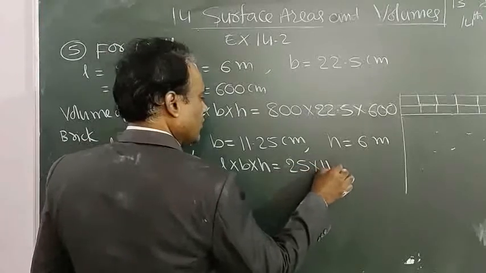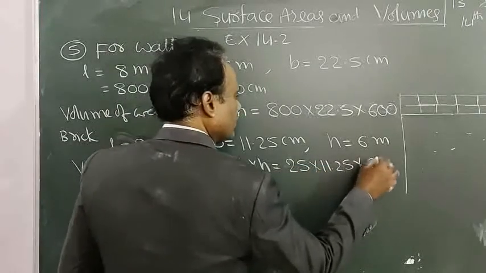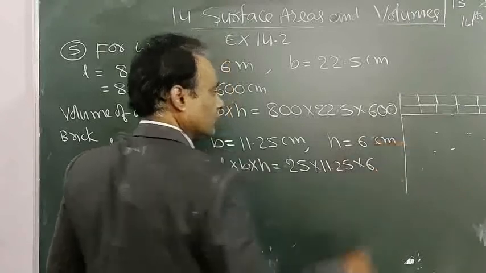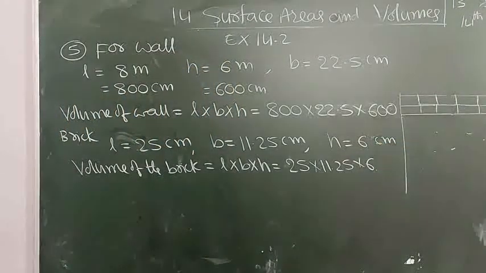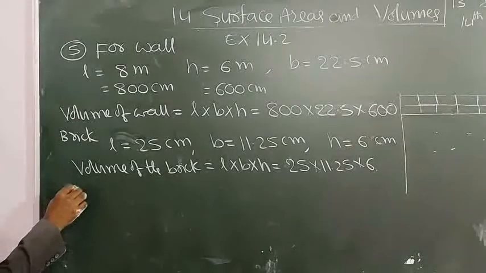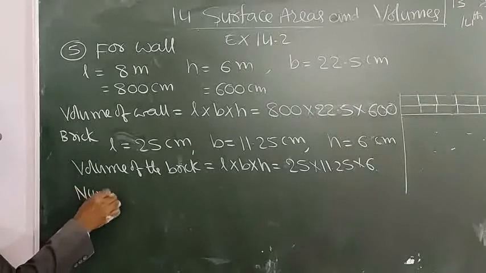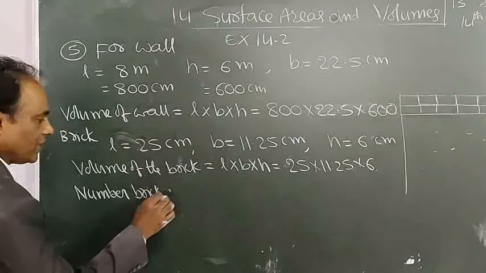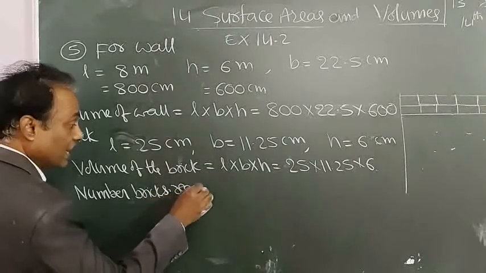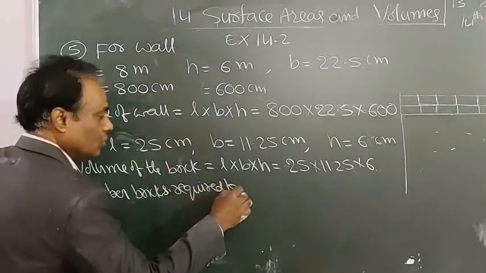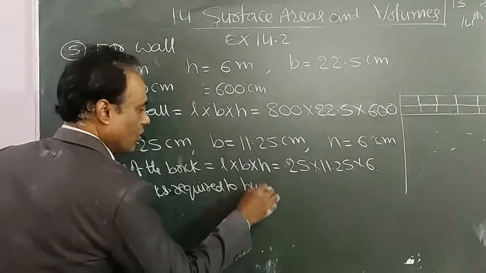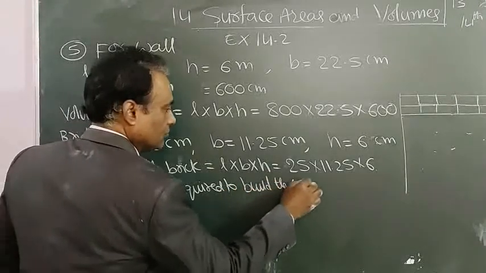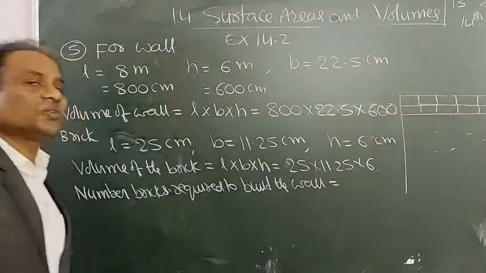25 into 11.25 into 6. This is the volume of the brick. See here, number of bricks required. Number of bricks required to build the wall. How to do?